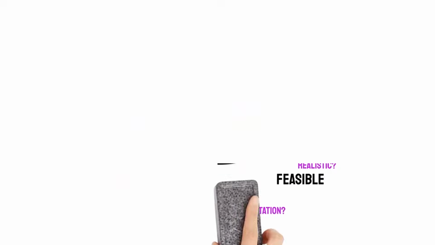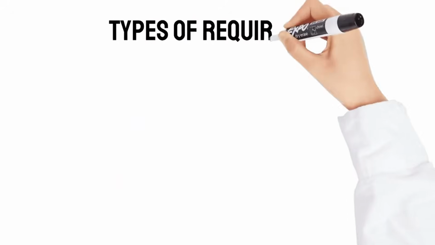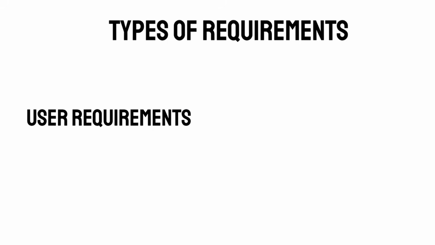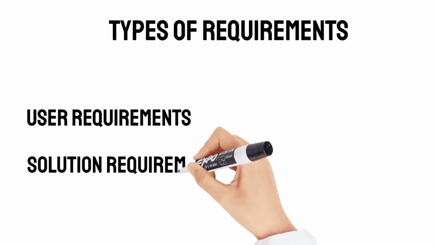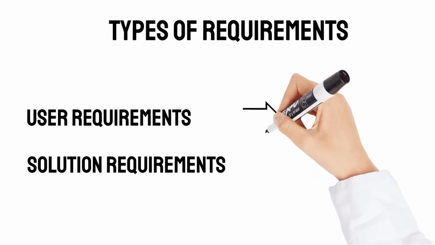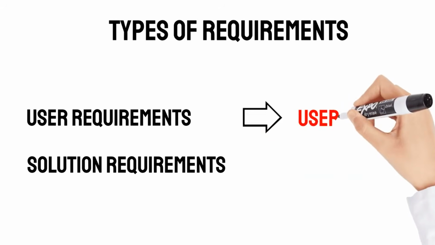So after understanding what makes a requirement bulletproof, you also know there are various different kind of requirements. So for example, we have user requirements or solution requirements. And each kind of a requirement has a template to write it down. For example, for user requirements, you probably are going to use user stories.